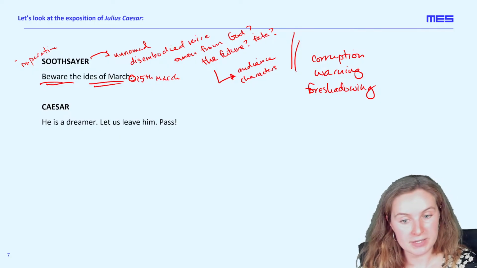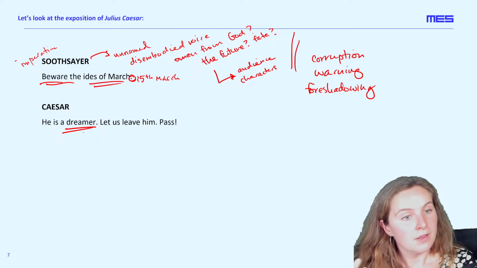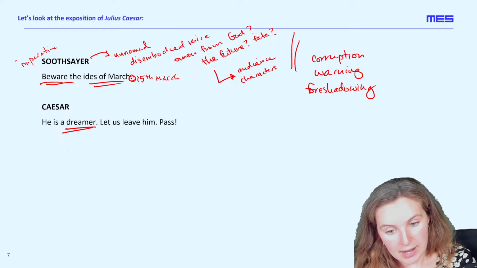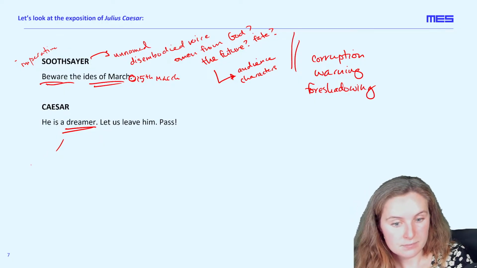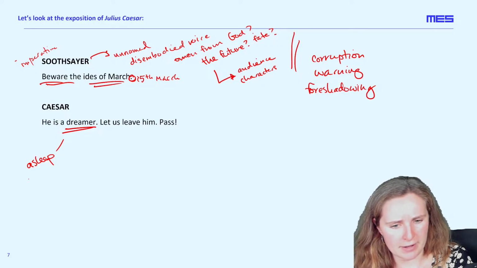Caesar does listen to it, but he says he is a dreamer. Now, there are multiple different interpretations of this sentence here. One of which could be that he is asleep. So Shakespeare is sort of metaphorically saying, oh, he's dreaming. You know, he's asleep. He doesn't know what he's talking about.